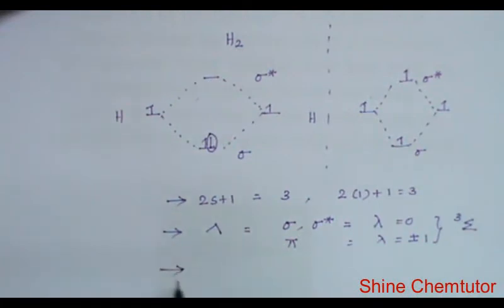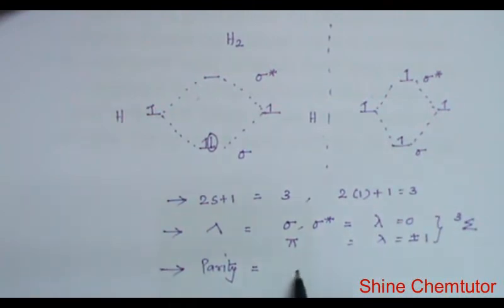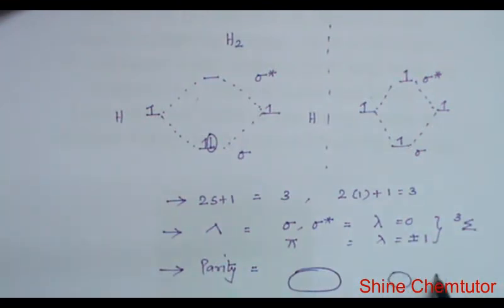The next one, we have to find out the parity. In order to find out the parity, you should know the structure of the molecular orbitals and the symmetry elements present in that. When you go for the sigma molecular orbital, it will be something like this. Sigma star will be like this. Two s orbitals combine to give this one as well as this. This is sigma, sigma star.